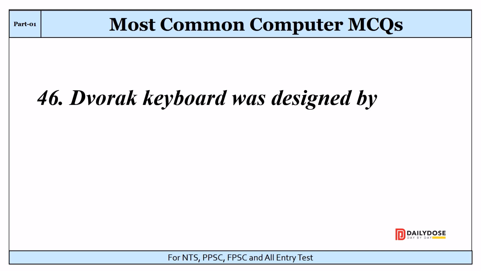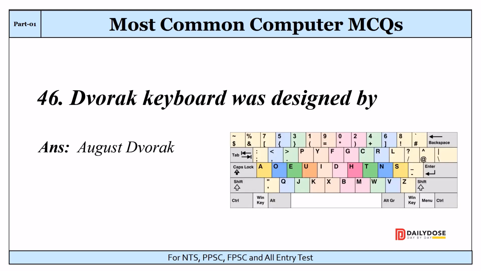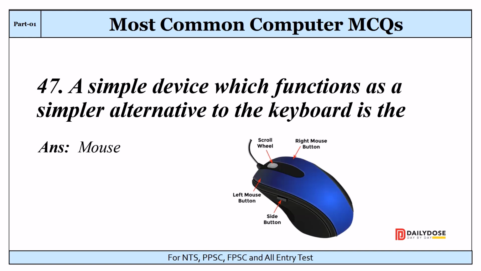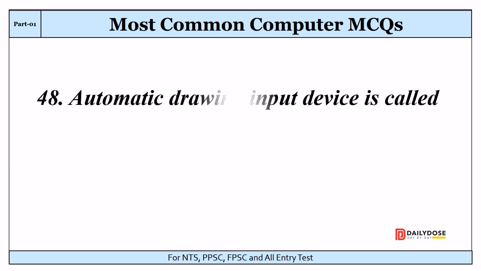The Dvorak keyboard was designed by August Dvorak, and this is the typical keyboard which he designed. A simple device which functions as a simple alternative to the keyboard is the mouse. This is an example of a mouse. An automatic drawing input device is called a scanner.